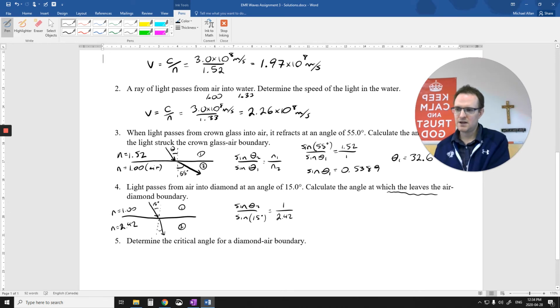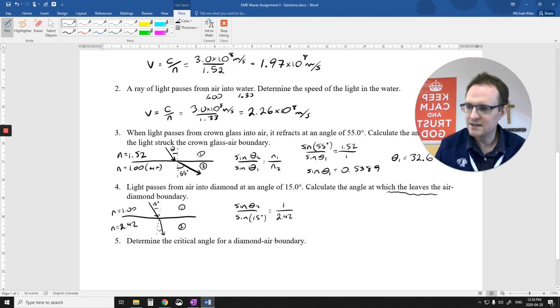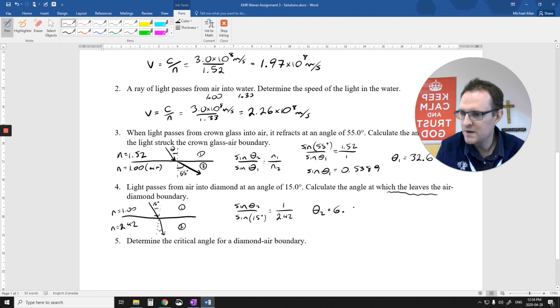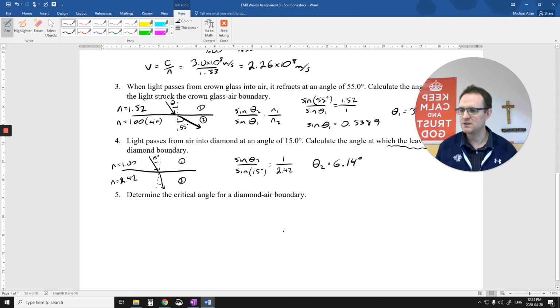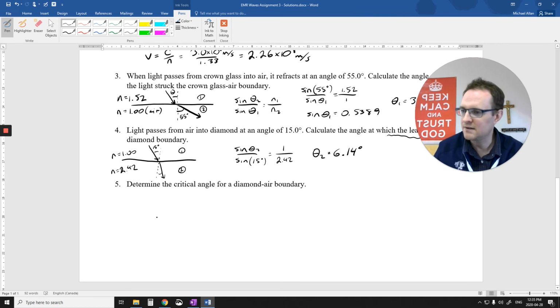Okay, so we're going to do a cross multiply divide again. So sine 15 times 1 divided by 2.42. Take the sine inverse. And I get 6 degrees. So theta 2 equals 6 point... How many sig digs? The 3 sig digs. It has 1 decimal place, but let's go with the 3 sig digs here. 14 degrees. Okay, so what's the critical angle of this boundary here?